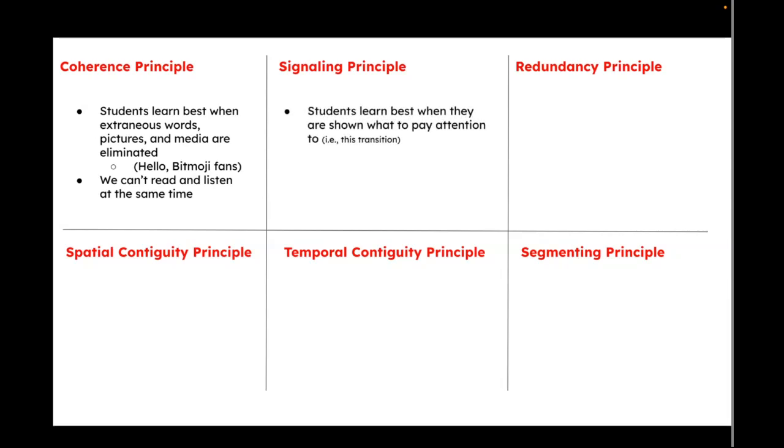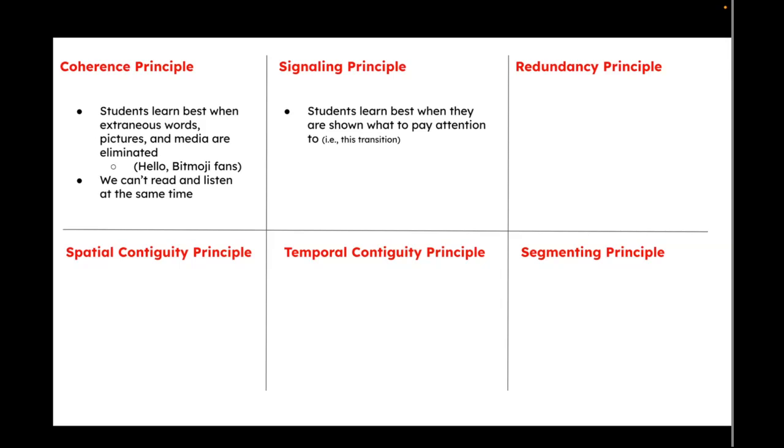For the signaling principle, students learn best when they're shown what to pay attention to. Now, you'll see that I have 6 different principles here on this slide. If I had every single principle up, all the content, you would be skimming through as I was talking to you. You wouldn't be directly listening to what I was saying. And at some point, I might say to you, okay, so where are we at now? You might not know where we're at. So the signaling principle gives short clues in order to help students see where they need to be.